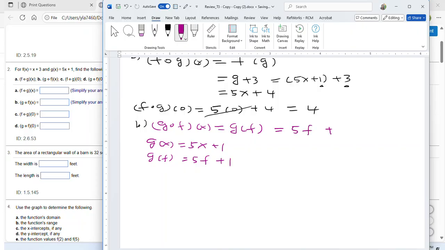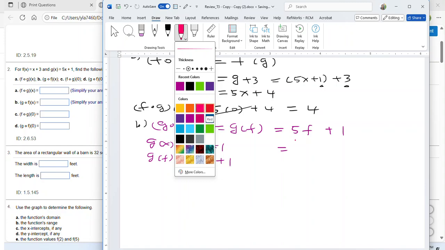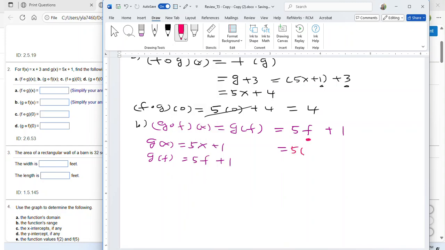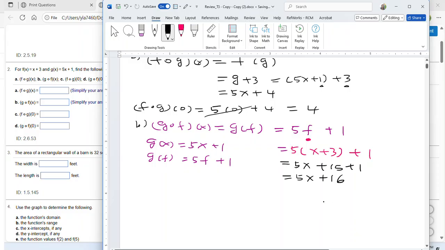And then we're going to go to using the F in here. So replace this F. F here is what? X plus 3. So X plus 3, and then plus 1. All right, and then we just simplify this whole thing, and that's it. So you multiply that in, get rid of parentheses. 5x plus 15 plus 1, so that will be 5x plus 16. All right, so that is your G composite F, right? G composite F of X is equal to 5x plus 16 in here.